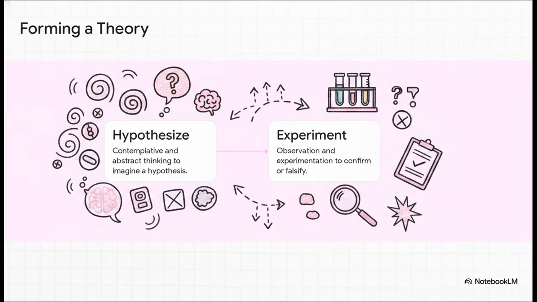To actually form a theory, you need 2 main research procedures. Step 1 is the contemplative abstract part. This is where you sit down and literally imagine a hypothesis. Step 2 is observation and experimentation. This is where you test it to confirm or falsify that hypothesis, so you're moving systematically from a purely abstract idea right into concrete proof.